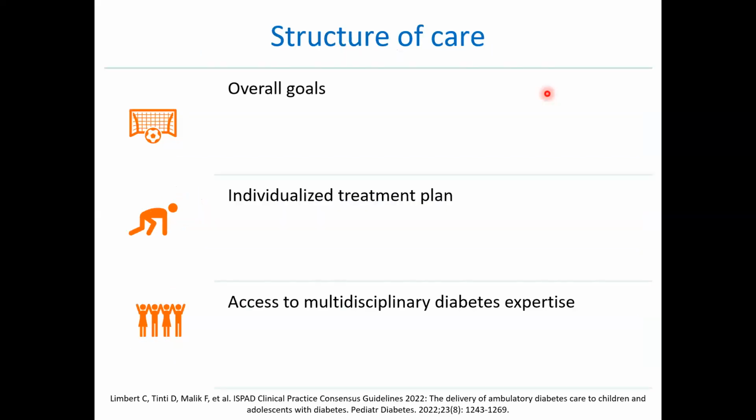So in terms of structure of care, it's important that the care is structured towards achieving certain goals. So it means that the service provider must have their goals in mind, so that they structure their care to be able to achieve those goals. And then we also want to ensure that we provide an individualized form of treatment for all these patients with diabetes. And then thirdly, access to multidisciplinary diabetes expertise is a key component in terms of the structure of care for these patients.